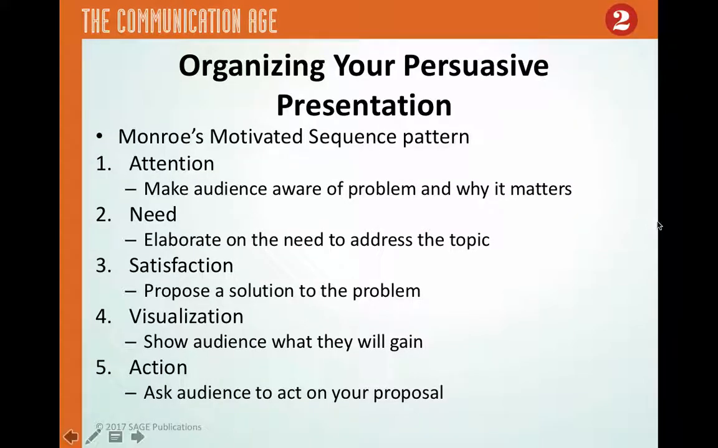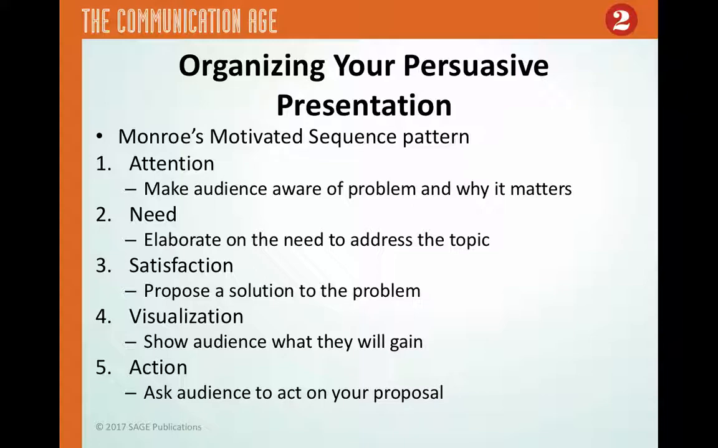The next one, which is also a very easy pattern to use, is what's called Monroe's motivated sequence pattern. And this looks a little silly, but it's awesome. It's the attention, need, satisfaction, visualization, and action. So the first step is your attention, and this basically can coincide with your attention getter. This is where this is going to take place, in your attention getter. You're going to make the audience aware of the problem and why it matters. You're going to capture us and draw us in early. Why do we need to listen to this? Why do we need to care?